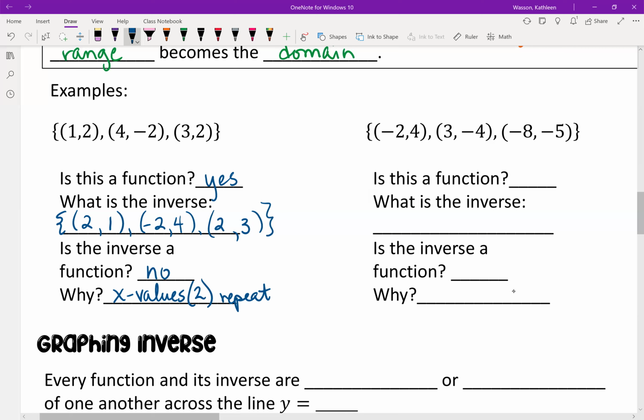You can also analyze this second set of points and determine whether it's a function. Write the inverse by exchanging x and y for each point, and then determine whether the inverse is a function. Please pause the video and complete the right side of this example.